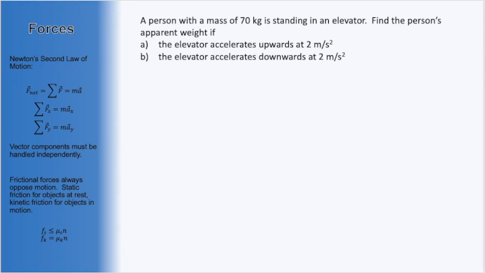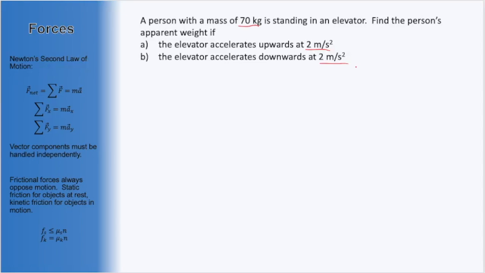Let's do a one-dimensional example to get us started. A person with mass of 70 kilograms is standing in an elevator. Find the person's apparent weight if A, the elevator accelerates upwards at 2 meters per second squared, and part B, the elevator is accelerating downwards at 2 meters per second squared. Looking through this problem, we have a mass of 70 kilograms, and for each part we have an acceleration of 2 meters per second squared.